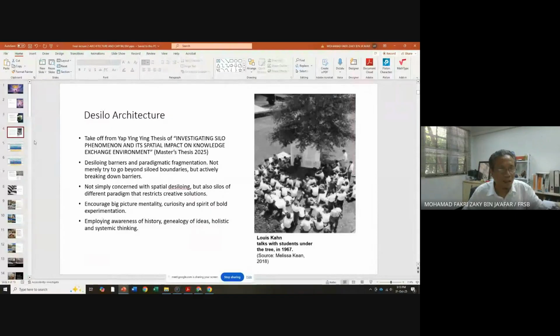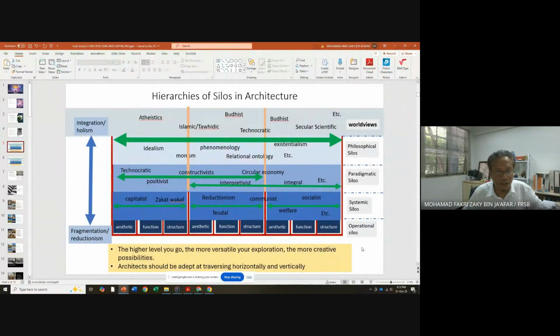This is something I just cooked up recently, so it's not final. It's open to interpretation, but basically what we are trying to do, if you look at the diagram, we started off at the most bottom part. If you want to relate to architecture, normally we operate in operational silos.